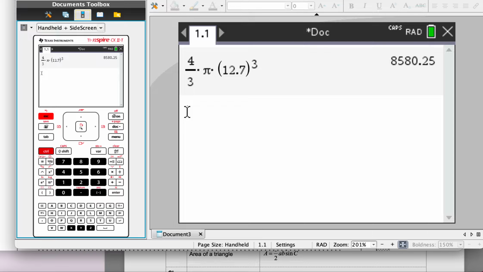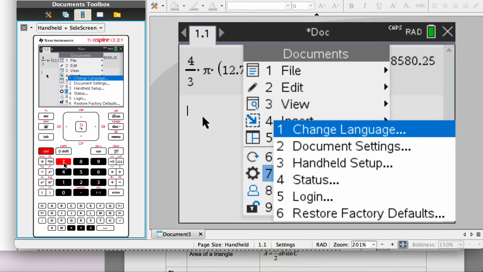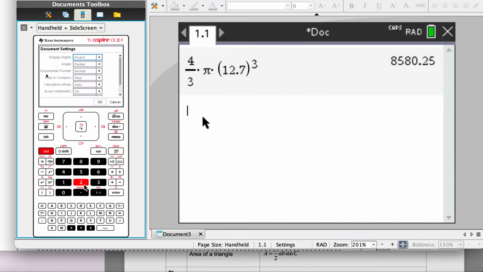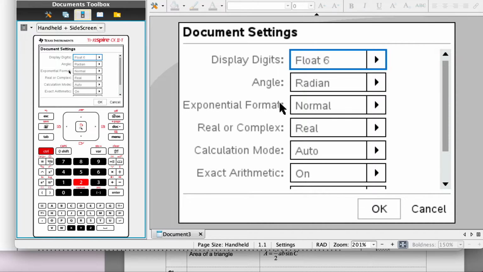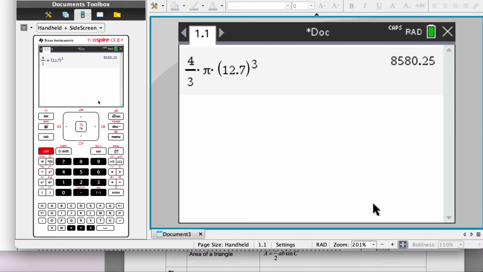Okay, so now it asks for it in scientific notation. Okay, so you should hopefully know how to do that without a calculator. However, if you are struggling for whatever reason, you can go to doc number 7, which is over in settings here, and then go to number 2, document settings, and we can go to this exponential format, change that to scientific. Okay, now just simply go up, hit enter on that, and there it is in scientific notation.